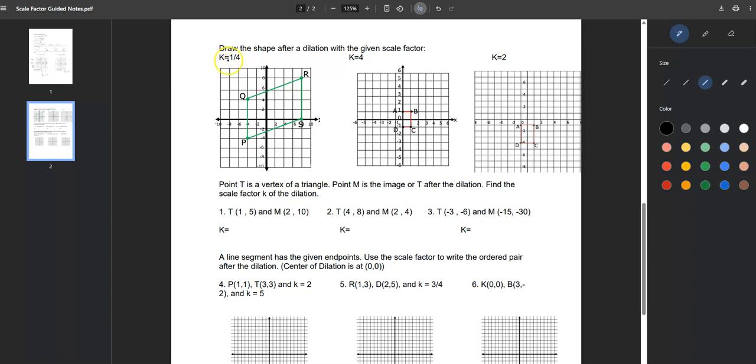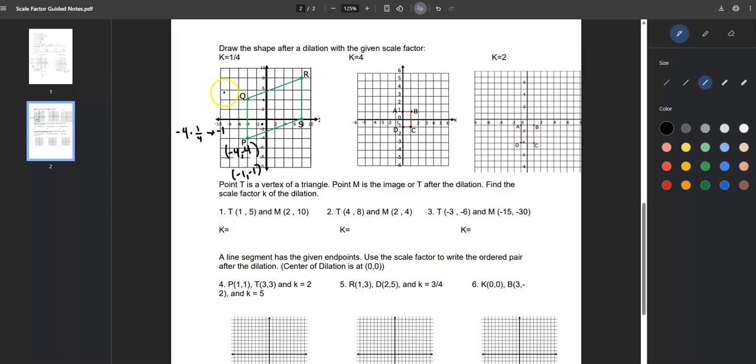So this should be getting smaller because I've got a 1/4 scale factor. All I do is take all the points. So we'll start with P. This point P is at -4, -4. And all I'm going to do is times both of those. I'm going to times -4 by my scale factor. And when I do that, I get -1. So this point is now going to come at -1, -1, which would be right in there. So again, this point becomes -1, -1, because when I times 1/4 by both of those, it gives me that.